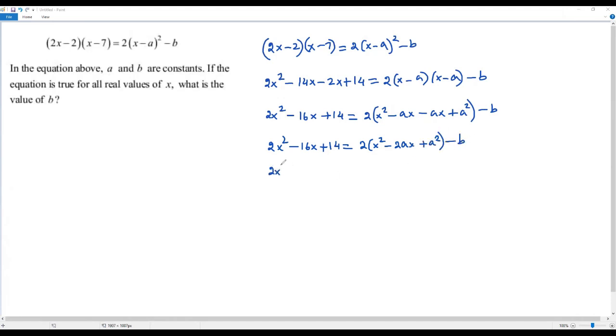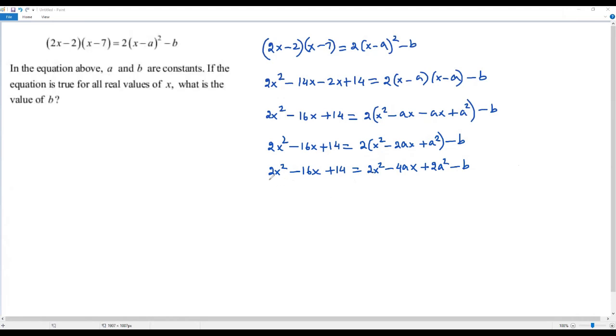Okay, here 2x squared minus 16x plus 14. Now we can distribute this 2 to x squared, negative 2ax and a squared. Then we get 2 times x squared is 2x squared, 2 times negative 2ax is negative 4ax, and 2 times positive a squared is positive 2a squared, minus b. Okay, that's all the simplification we can do on both sides of this equation.